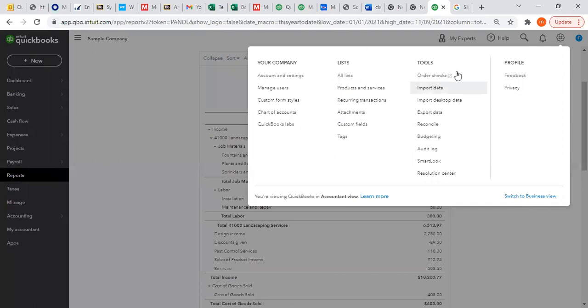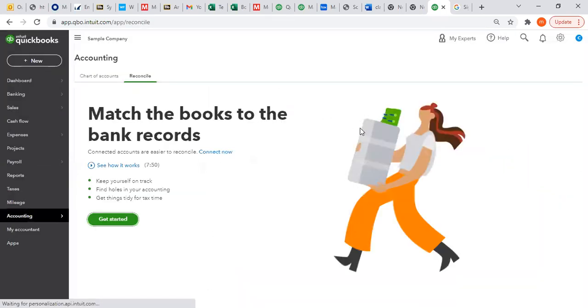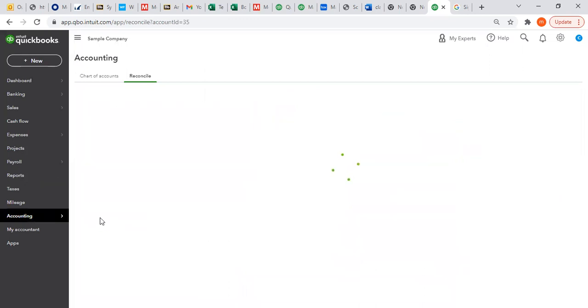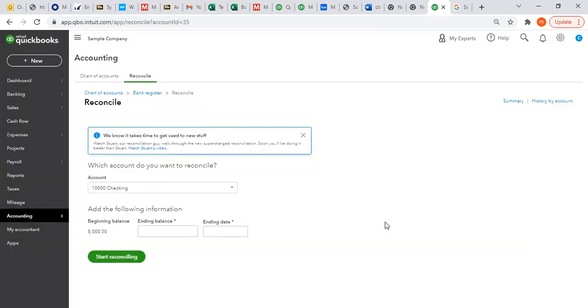Tools, other. I don't know why I can't see reconcile. Oh, right here, reconcile. So tools, reconcile. Of course, we're talking about checking account, so we get started. And let's do it.